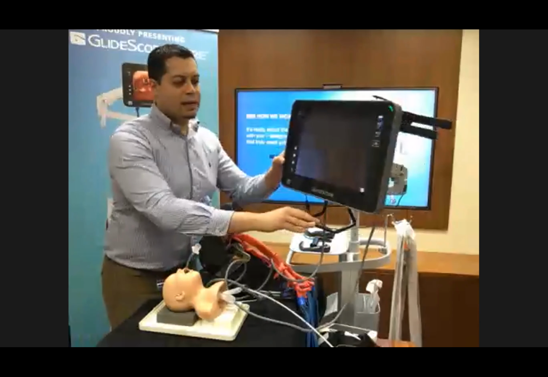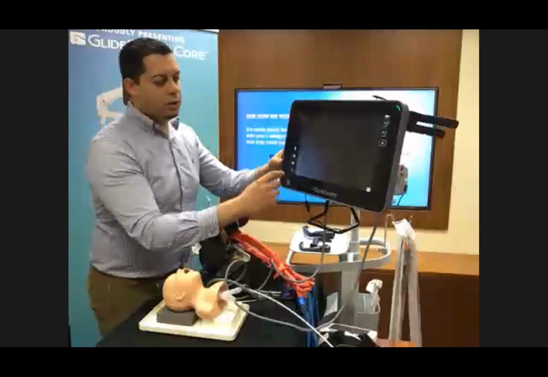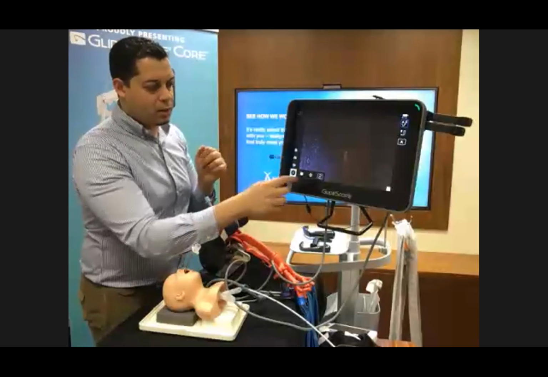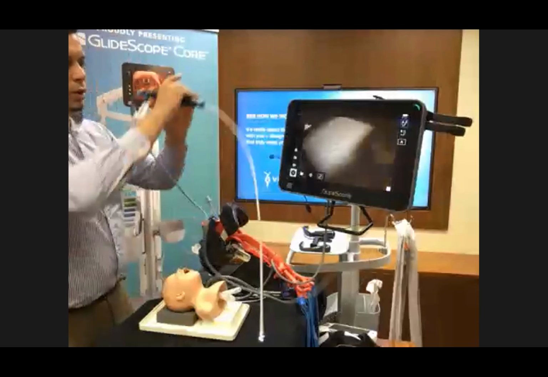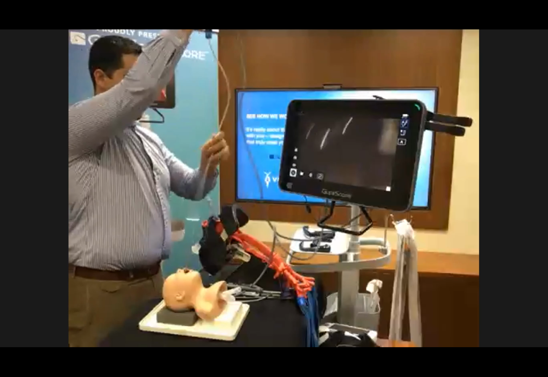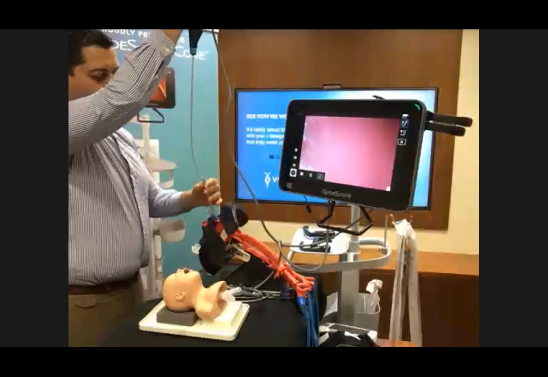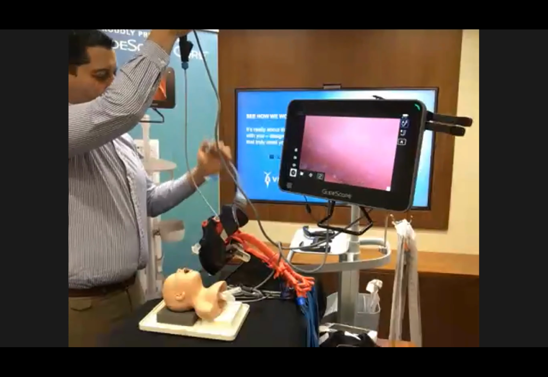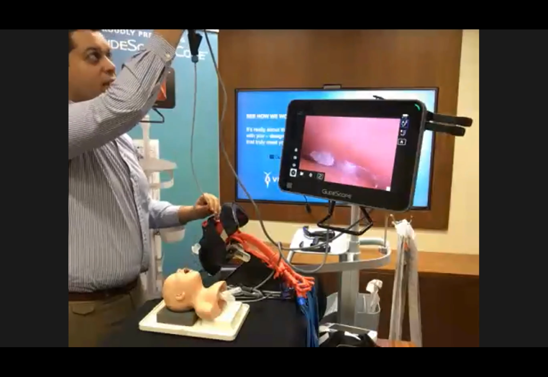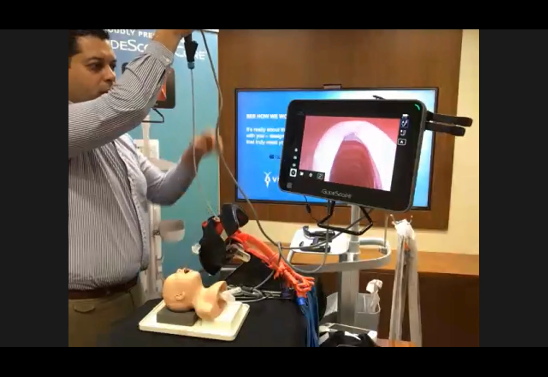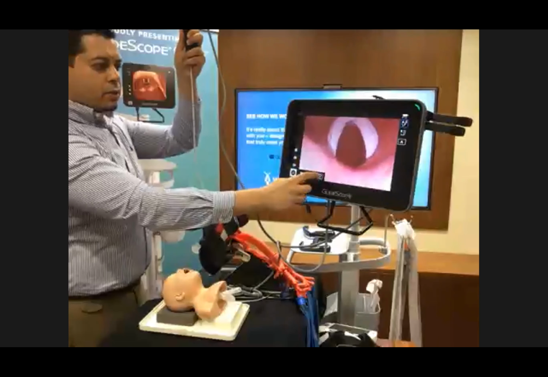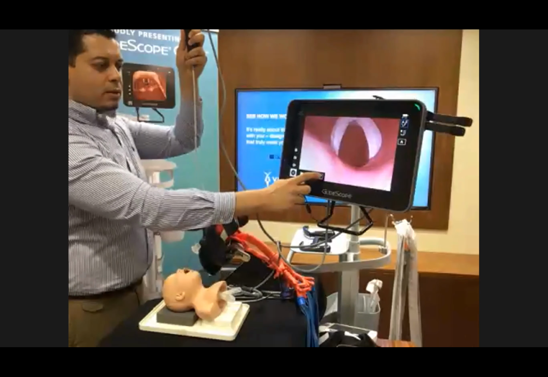In addition, I would like to show the screen, which also has an adjustable 180 degree rotation. You might be able to rotate the screen 180 degrees. So here, if you want to rotate 180 degrees, it will be from this button.